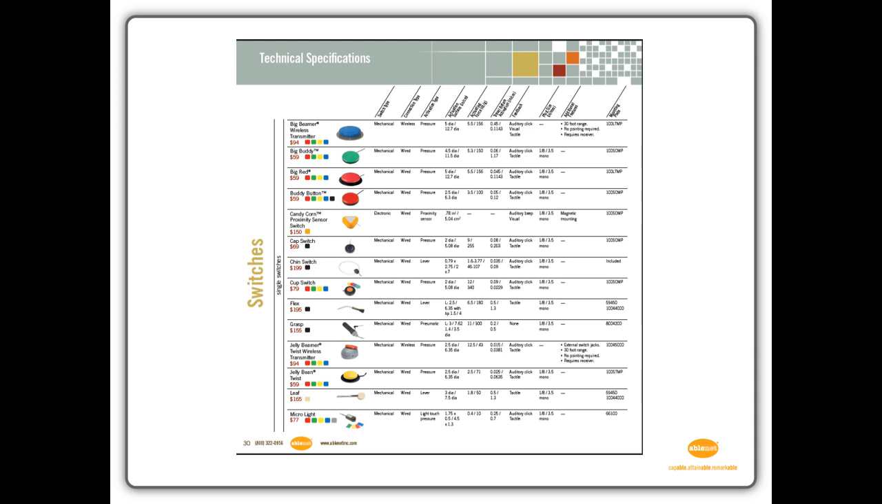You will find things like the switch type. Is it mechanical or is it electronic? You will find how it's connected. Does it have a wire or is it wireless? Meaning I can pass it around the classroom and I'm not going to be tethered to a cord.